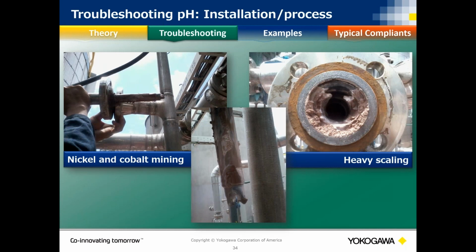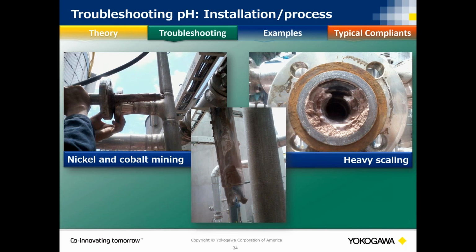Here's one to look at from a nickel application. Here's an example from mining where they have the probe pretty much in line with the T, but it's not all the way in the process. They had heavy scaling that happened in the pipe, and it was so bad that it pulled and plugged the prong around the sensor glass. So they weren't getting a pH measurement at all.